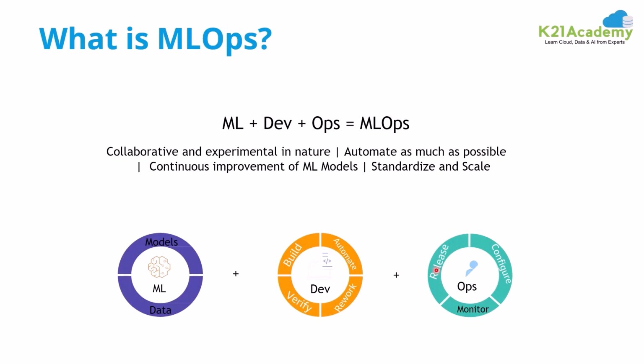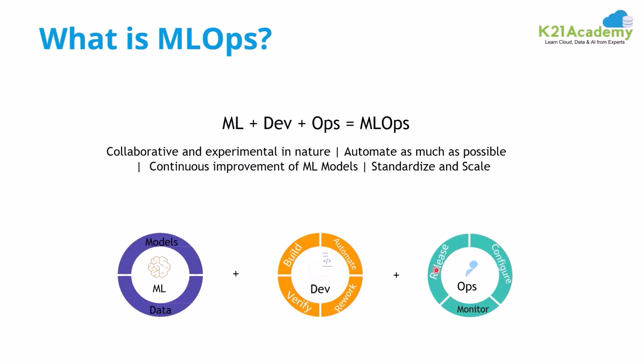So, collaborative and experimental. First thing, you need to collaborate. You need to keep on experimenting and automate as much as possible so that we can avoid manual intervention. Look for continuous improvement of the ML model. The model that might be working today to predict the price of a car might not work tomorrow if a new feature is introduced into the car, just to give an example. So ML models need to continuously improve based on the new features that are getting generated. Finally, we need to put everything into production, and for that you need standardization and scaling of those models that have been improved, tested, and can now be put into production.